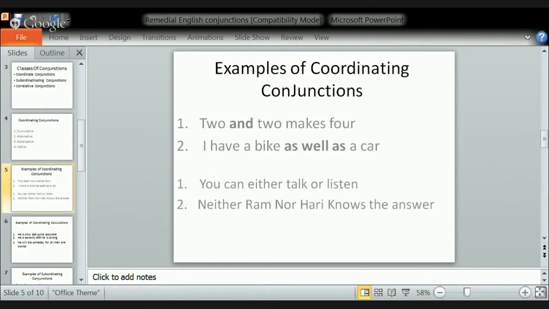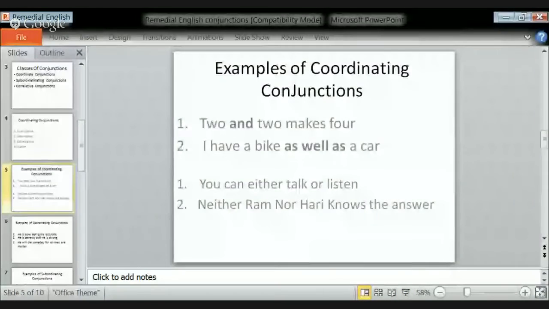So we'll just look into this, and I hope that you understood what a coordinating conjunction is. Based upon that, we classify the types of coordinating conjunctions, which I said are cumulative conjunctions, alternative conjunctions, adversative conjunctions, and illative conjunctions. We did see some examples on this, right? Further, we'll learn more with good examples.